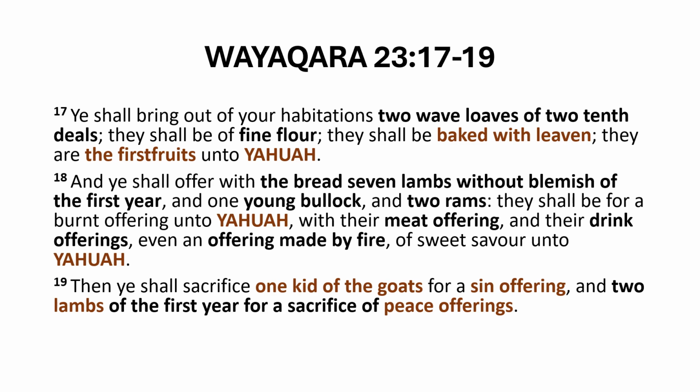19. Then you shall sacrifice 1 kid of the goats for a sin offering, and 2 lambs of the first year for a sacrifice of peace offerings. Note, every feast, there's an atonement made for you so that you can approach. The only thing you have to do is be on time with him and not with them.